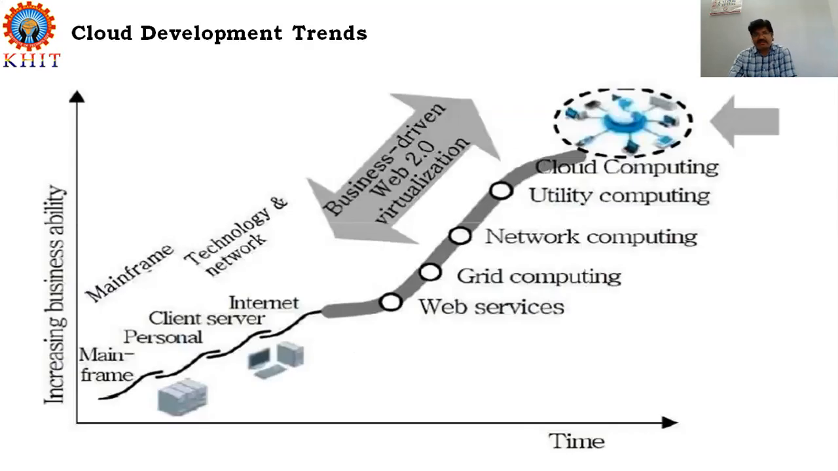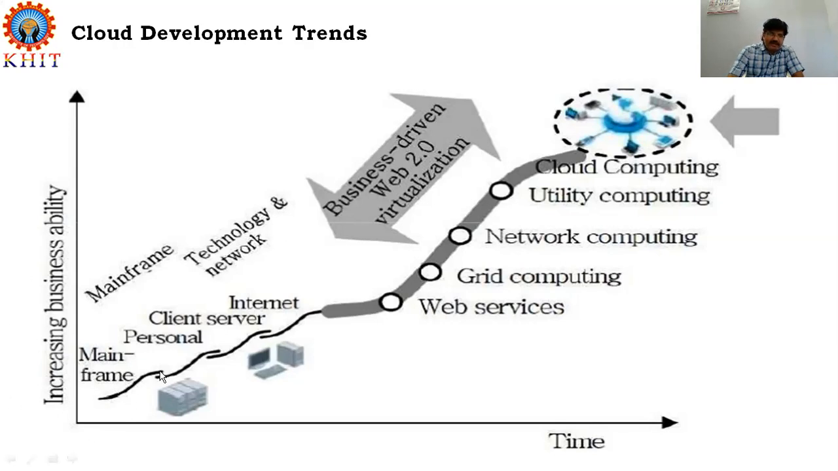So if you consider the cloud development trend, let us talk about how the cloud has grown from the initial stage to nowadays. You see here, initially, from the scratch, the industries were using mainframes. Mainframe is also one of the software as a service. The mainframe software services were hosted into the market by IBM, so simply we can call them IBM mainframes.